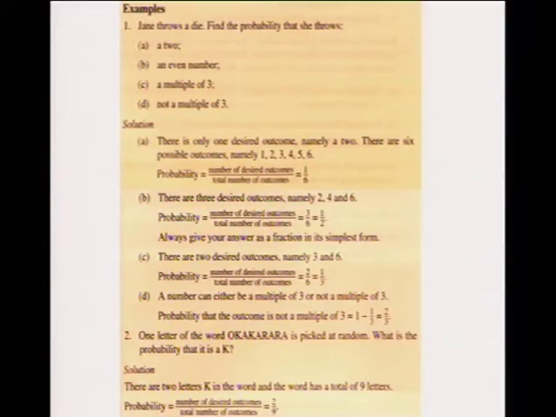If we go to number D, a number can either be a multiple of 3 or not a multiple of 3. The probability that the outcome is not a multiple of 3 will be 1 minus 1/3. So it will be 2/3. And so we can carry on. You can look at the next examples as well.